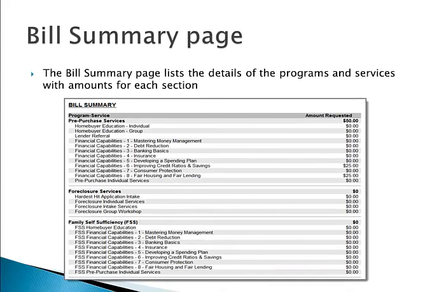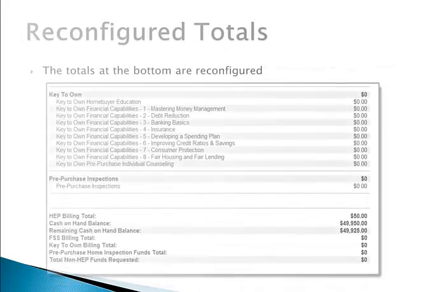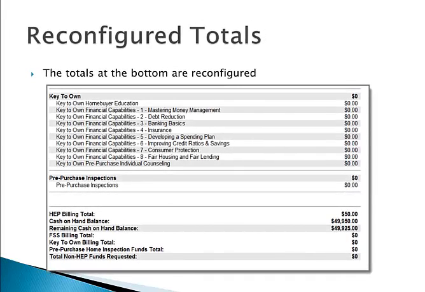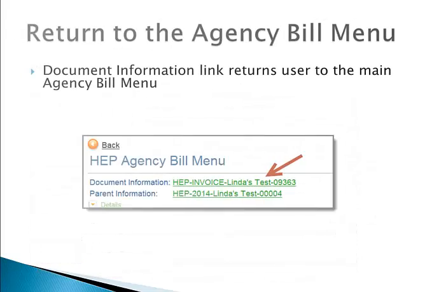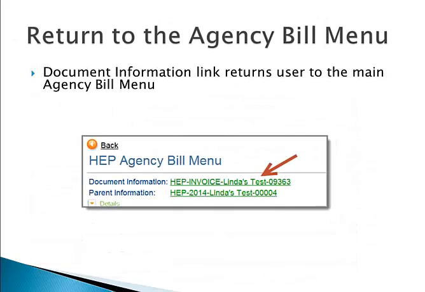Here's an example of our bill summary page. The summary page lists the details of the programs and services with the amounts for each section. The totals at the bottom of the page we've reconfigured so that, if applicable, separate checks can be sent out after the bill has been reviewed and approved for the programs that are not included in the grant, as I said earlier, FSS, Key to Own, and pre-purchase inspection funds. And return to the main agency bill menu by clicking the document information link.